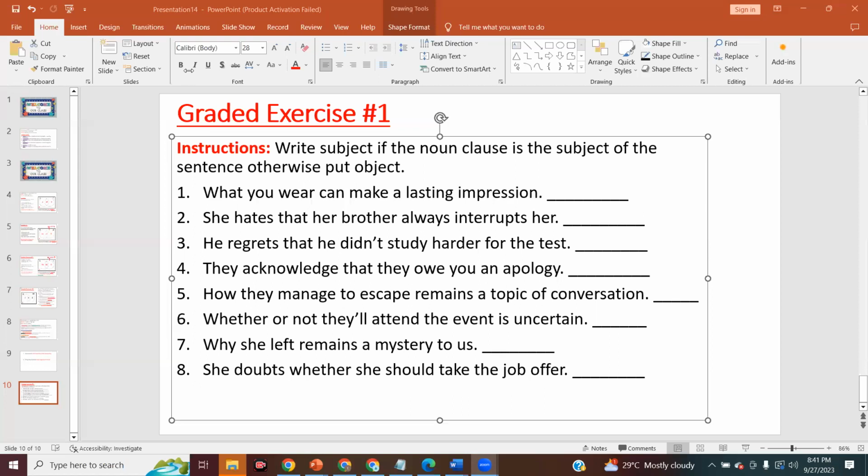Ashtan Webb, what number are you on? Number 3. If you are finished, take a picture of your notes as well as the questions and your answers. Don't just send the graded exercise. Also take a picture of your notes as well. Kaden, what number are you on? I'm on number 5. Okay, Sienna, what number are you on?